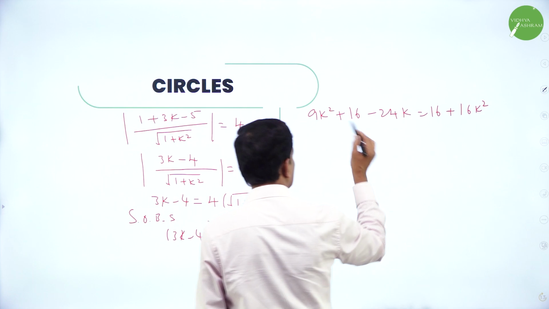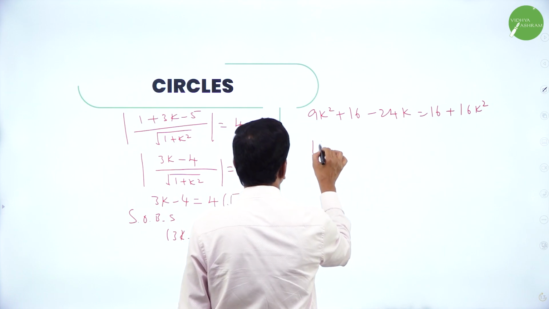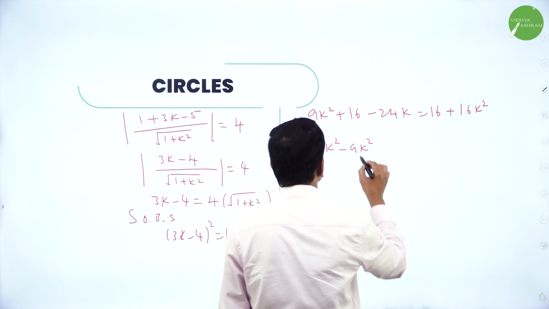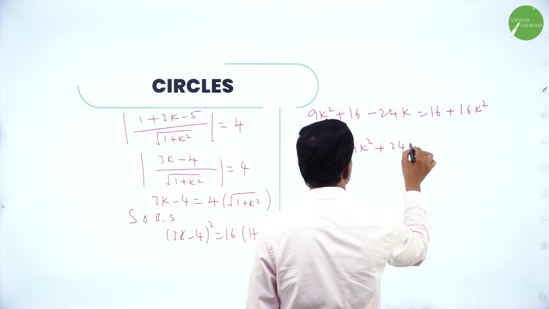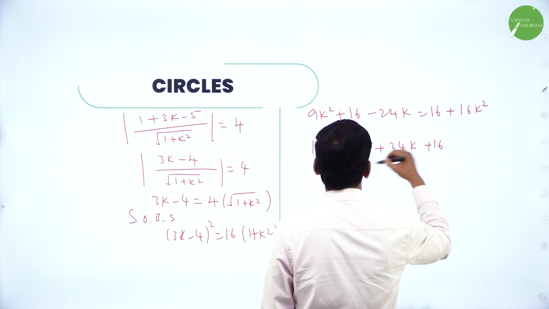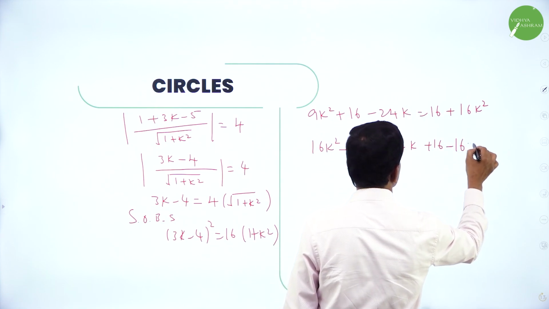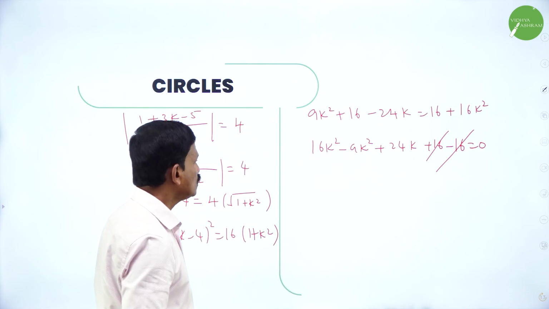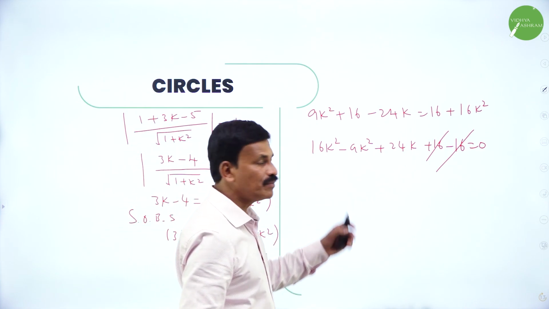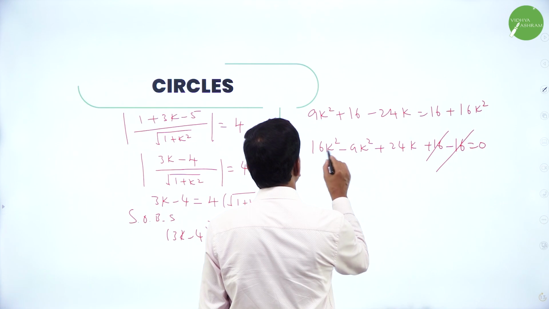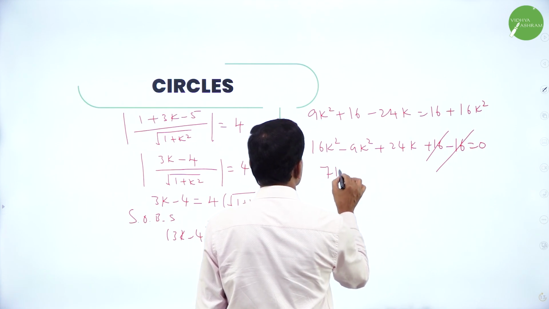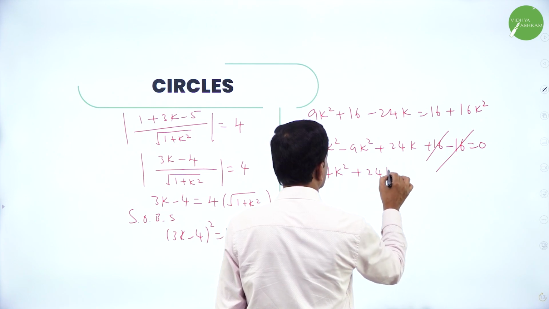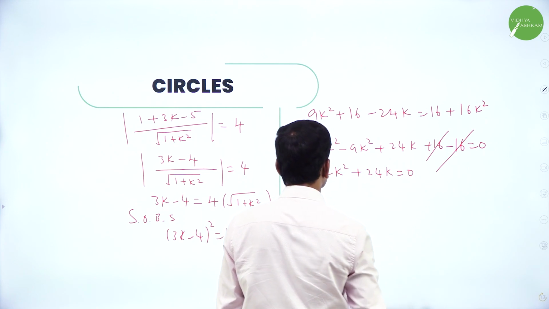Now transfer to the right hand side, put it in order. 16k square minus 9k square, again plus 24k, then plus 16 minus 16 is equal to 0. Plus 16 minus 16 gets cancelled. Now, this can be written as 16 minus 9 is 7, 7k square plus 24k is equal to 0.